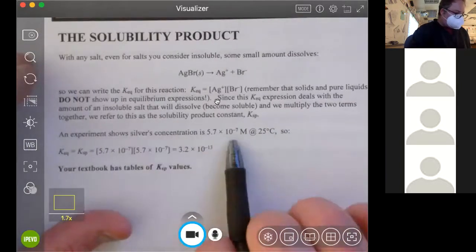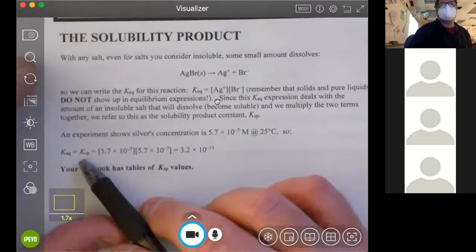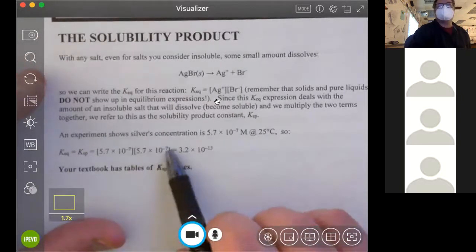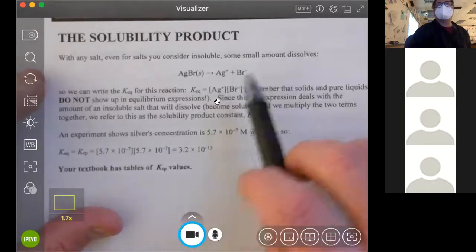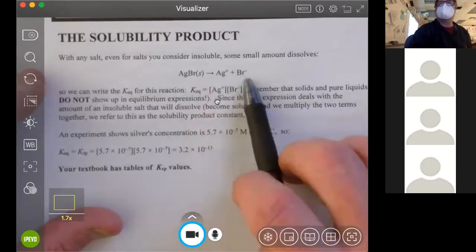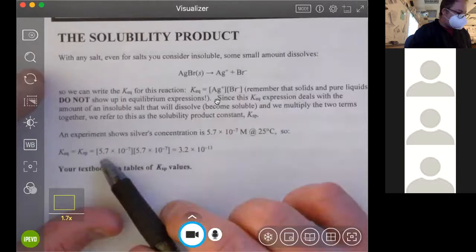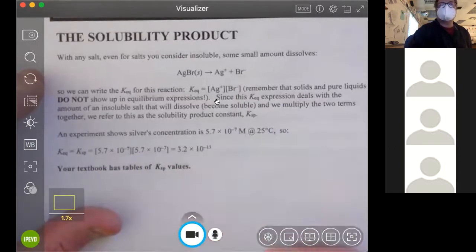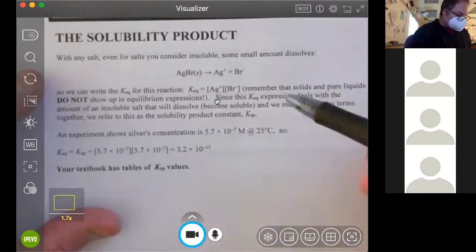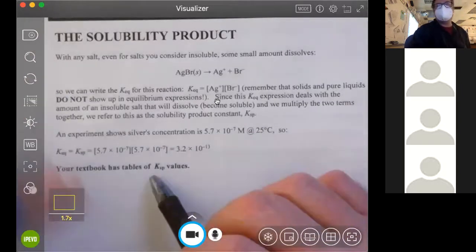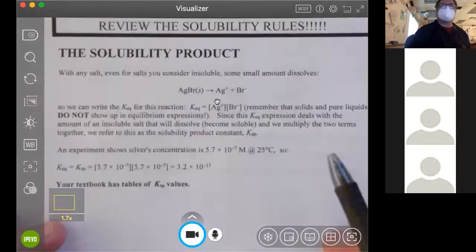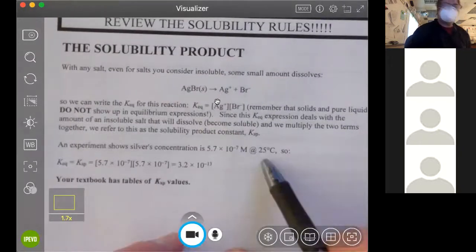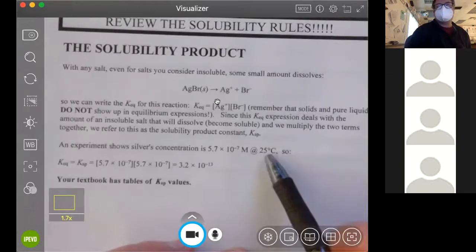If they give you the concentration, then you can find the KSP. If they give you the KSP, then you basically have to put in those X's and solve for that. Since this is a 1-to-1 ratio, each of these would just be X, that concentration right there. So it just pumps in. The KSPs are all over the internet and your book.